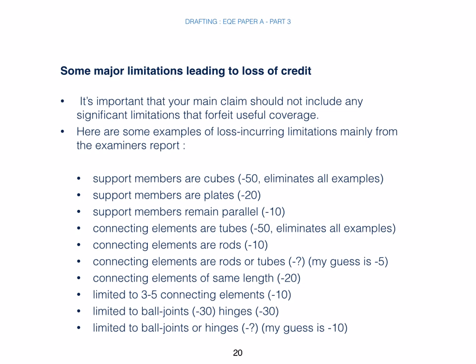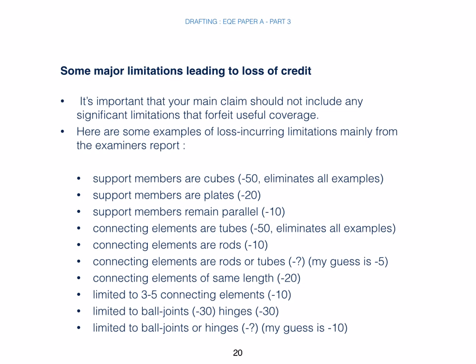Likewise, if you limited the main claim to hinges, you would lose 30 points because you cover the second embodiment but not the first. And if you limited to ball joints or hinges, you would also lose some points because you could have covered it by the general wording pivotally connected or something like that. And my guess is that you would lose 10 points. That was not discussed in the examiner's report. Good.